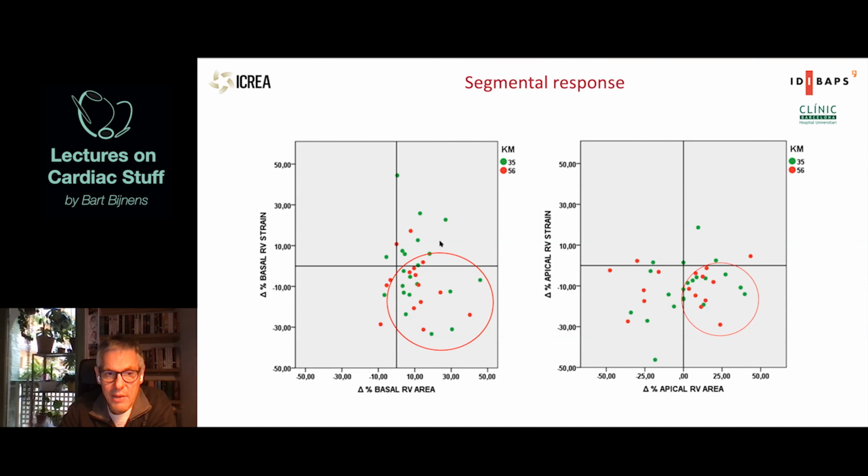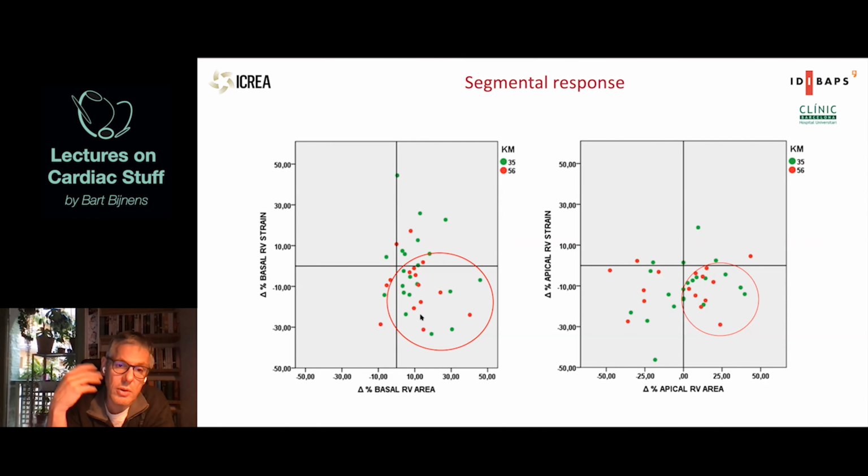And you see that in the right side. So it's all right side. What we see in the basal part: this quadrant is an increase in strain and an increase in volume, and that seems to be quite okay. And here is again looking at the difference between the shorter and longer distance running. So it's medium and long, I think, in this case. And then what you see is that there are quite some which are in the area where they can increase the size of the RV, but at the cost in some ways of a decrease in the strain.